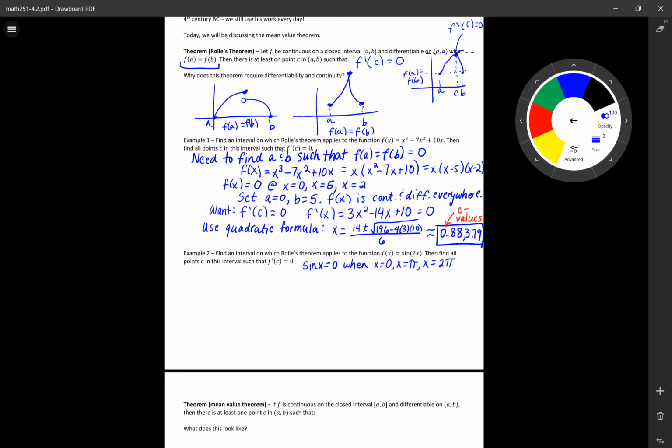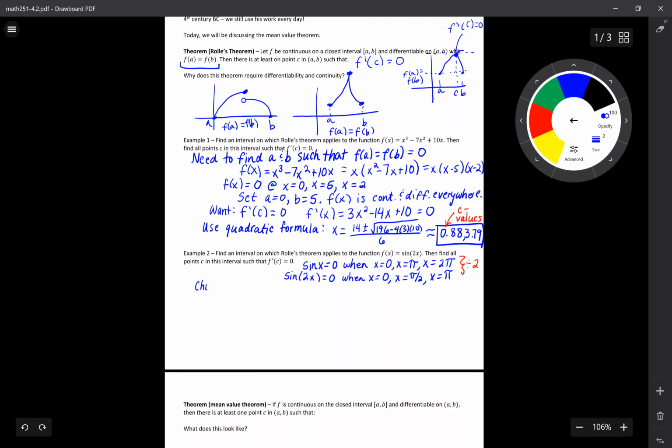What does that say about sine of 2x? Sine of 2x equals 0. Well, since I'm multiplying my x value by 2, I need to divide all of these by 2 to kind of cancel out that multiplication by 2. So sine of 2x equals 0 when, well, 0 divided by 2 is 0. Here this will be pi over 2, and this will give me x equals pi. So I have 3 possible points here, and again I can choose any combination of them for a and b, but I'm going to choose 0 to pi over 2.